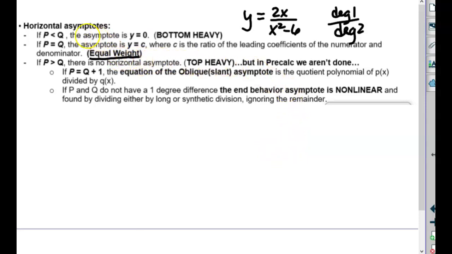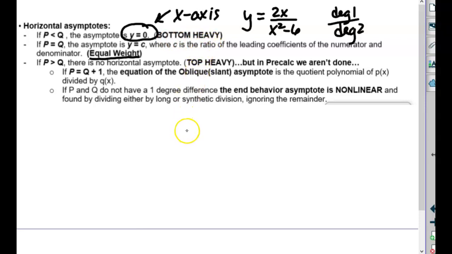So therefore, when it is a bottom heavy function, it will approach y equals 0 because the numbers will get really tiny. So the horizontal asymptote is y equals 0, which is the x-axis. Does that make sense? A little bit to anybody? If you put even a 10 in here, you would have 20 over 94. That's less than 1, right? So it's going to get tiny when it is bottom heavy, when there's more powers of x in the denominator.